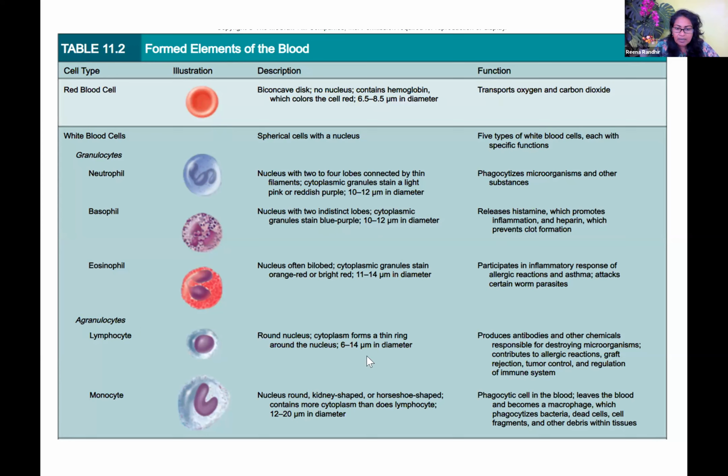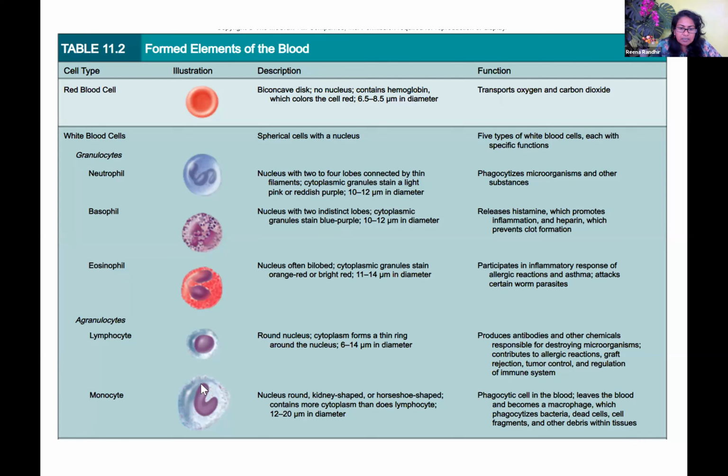Agranulocytes are your huge immune cells. They are the fighters in your body. See here, lymphocyte. You can see this huge nucleus. There are no lobes in this nucleus. These are the ones that make all the antibodies in your body. It says they contribute to allergic reactions, they take care of cancer cells, and they regulate the immune system.